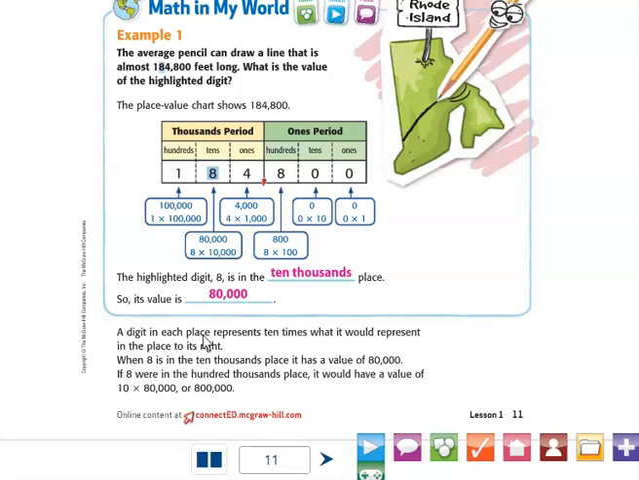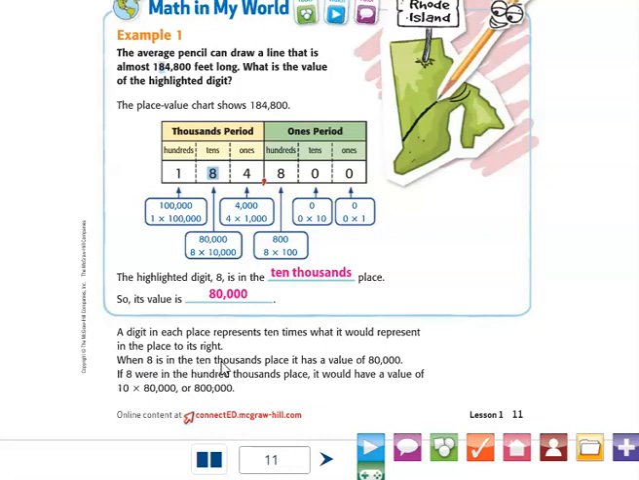A digit in each place represents 10 times what it represents in the place to its right. So a 10,000 is 10 times greater than a 1,000. A 1,000 is 10 times greater than 100. 100 is 10 times greater than a 10. And 10 is 10 times greater than a 1. That's what that's saying right here.